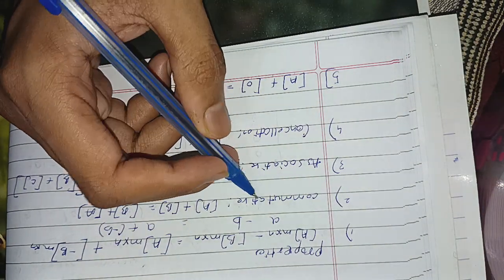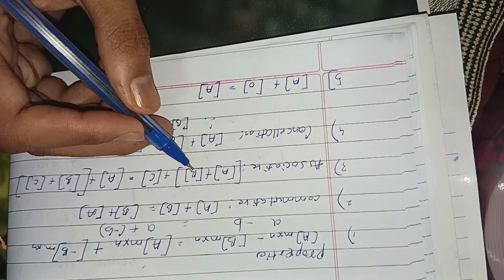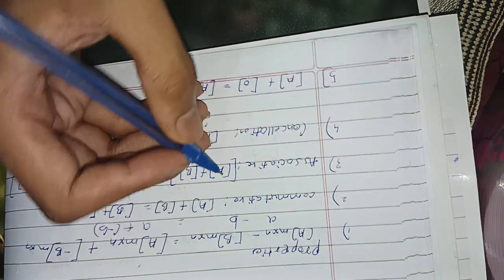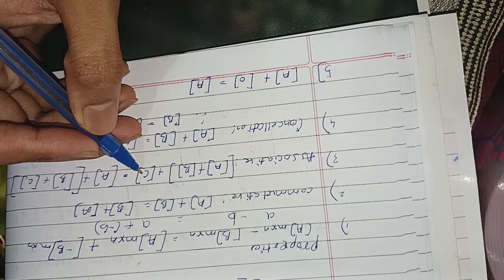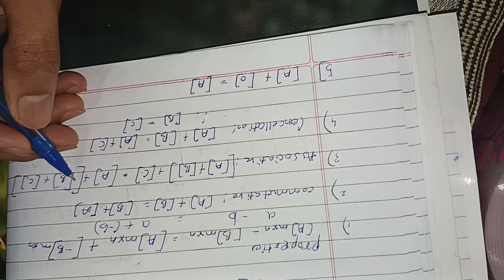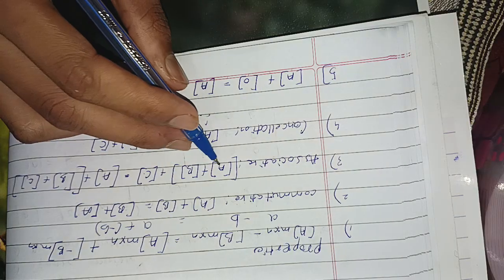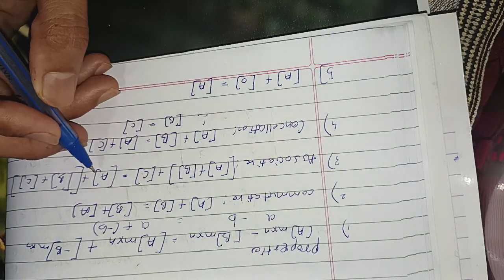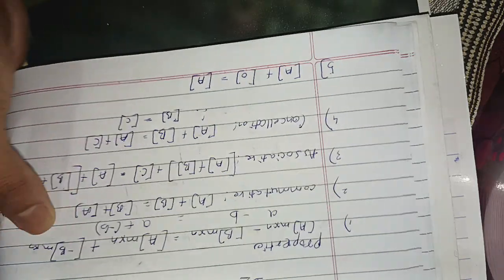Next is associative. Associative means if we sum A plus B, then we add matrix C, it will be equal to matrix A plus the sum of B plus C. Here we have the sum B plus C, and there we have the sum A plus B, and after that we add the third matrix. So this is associative.